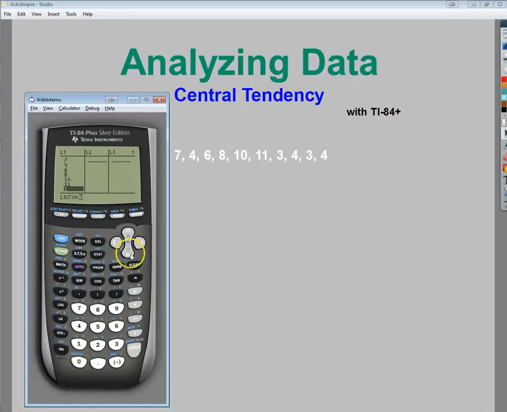But for right now, the biggest thing is once you type them in, you'll just type the number in and hit Enter, and it'll take you to the next one. Go down to the bottom one. The last time you hit Enter, it'll fall below the numbers.